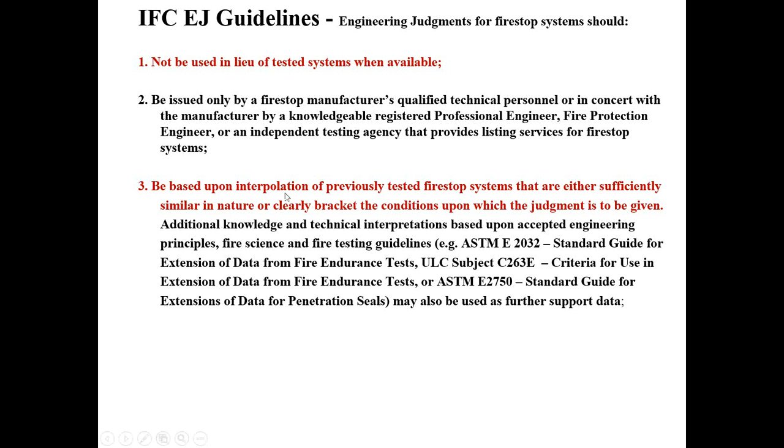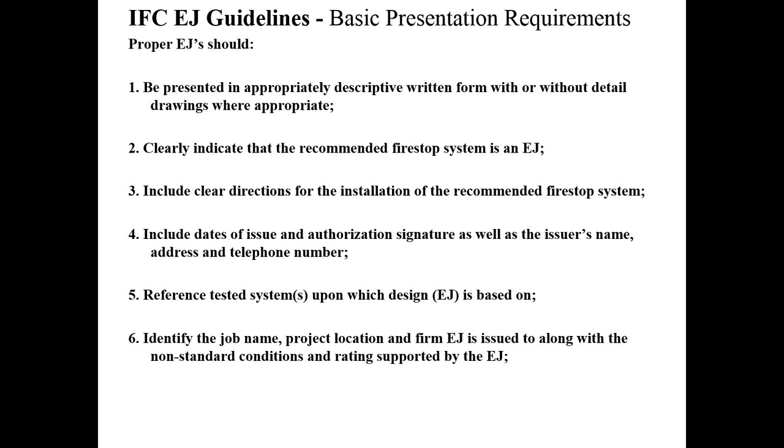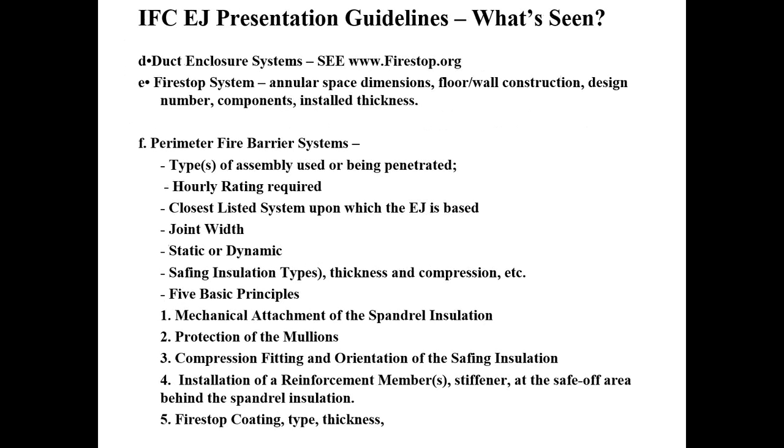First thing out of the EJ guidelines is not used in lieu of tested and listed systems. They're based on interpolations that are sufficiently similar in nature or clearly bracket the conditions upon which the judgment is to be given. Those are the two big pieces in the engineering judgment guidelines. And then it goes on to be based on, accepted only for. So if you look at this language, again, it's for somebody else to say, yes, this is acceptable. Unless the manufacturer has on their engineering judgment that they believe it'll pass the test, it means somebody else accepted the responsibility for that.